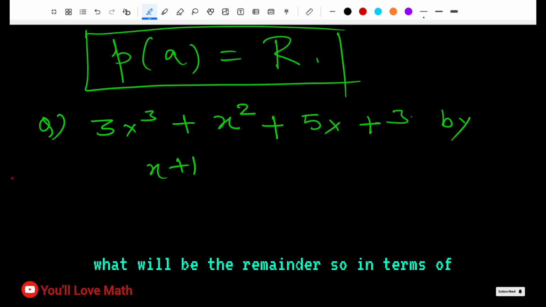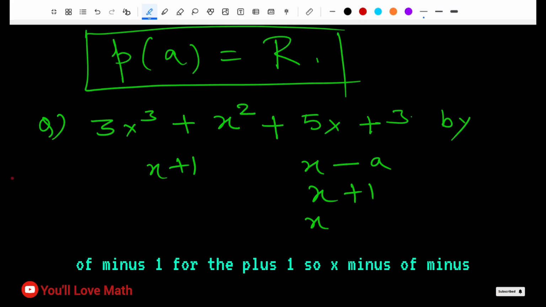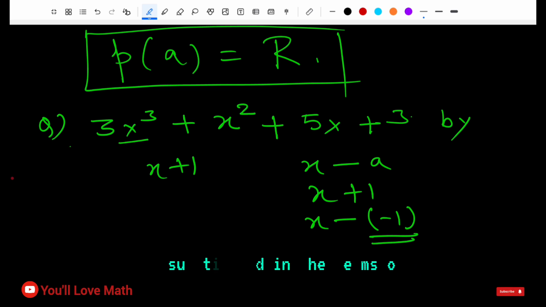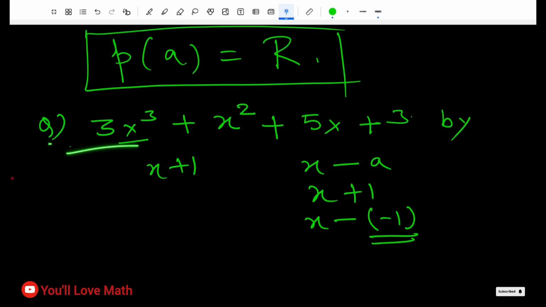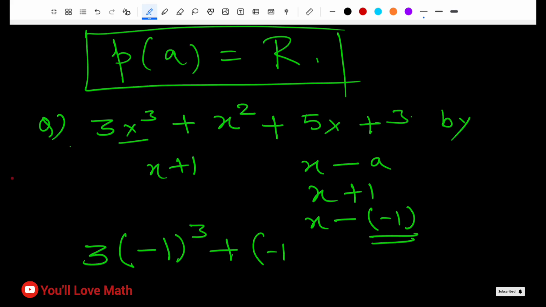In terms of x minus a, we can write x minus of minus 1 for the plus 1. So a is here minus 1. So minus 1 will be substituted in terms of x. Okay, so 3 into minus 1 whole cube, plus minus 1 whole square, plus 5 into minus 1, plus 3.